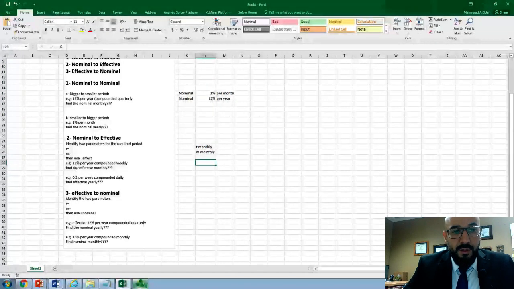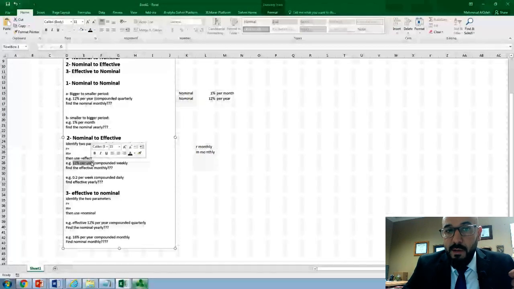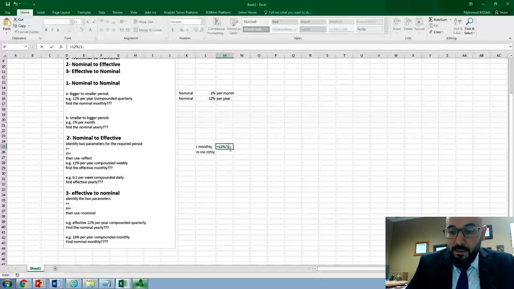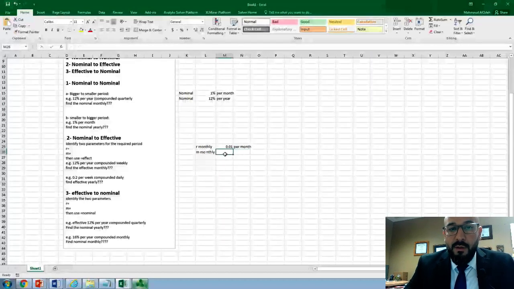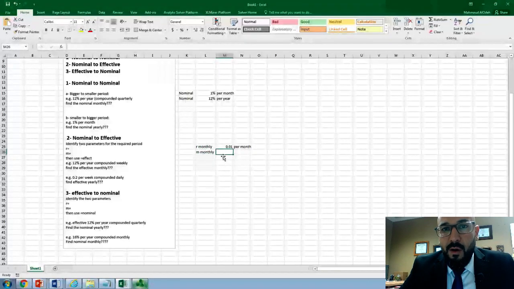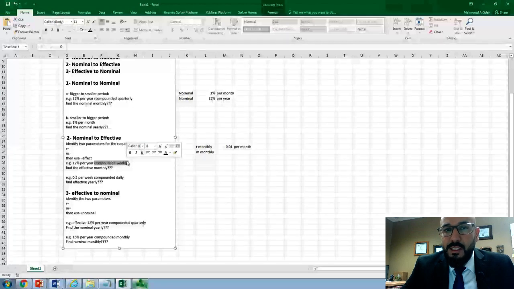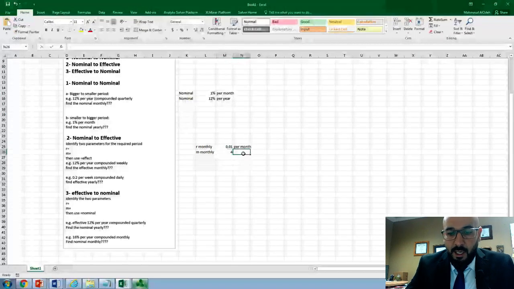We ask this question: if the nominal per year is 12%, what's the nominal per month? Remember, we're going back to case one, nominal to nominal. So that would be 12% divided by 12, that would be 1% per month. Again, nominal per month. Now, for the second parameter, the M, we ask this question: how often is this interest charged per month? So we look here, compounded weekly. In a month, we have 4 weeks. So the interest is charged 4 times in a month.